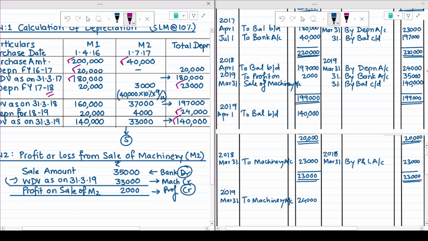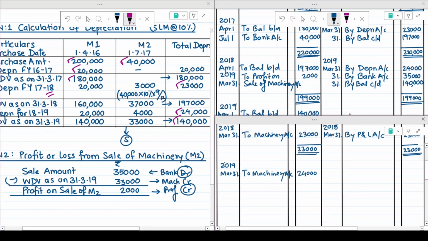Posting is also correct. Then we'll close the depreciation account. At the year end, we will transfer all the balance to the profit and loss account by P&L account. The amount is 24,000. With this, the account will be closed with nil balance. Okay. So all our posting is done.